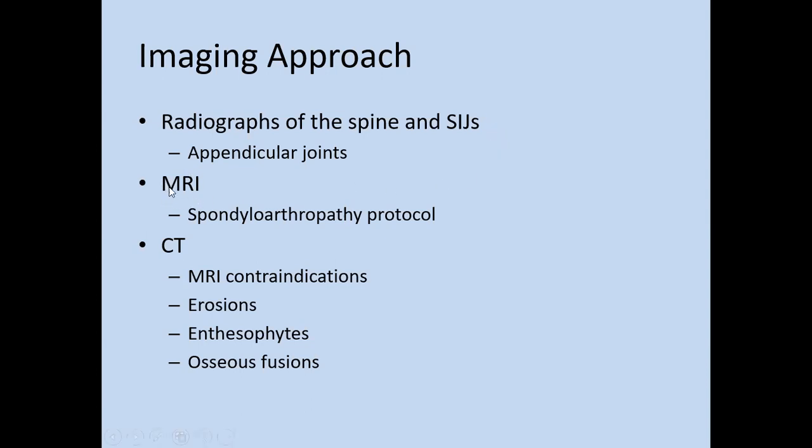Then we move on to MRI, and we use the spondyloarthropathy MRI protocol, which I will show you in a minute. CT is not always used. We only use CT if there are contraindications for MRI, and also if we are not sure on MRI about the erosions of the articular surfaces, then we would resort to the CT scan. CT also is helpful for detecting enthesophytes and also advanced stages of the disease when there is osseous fusion of the sacroiliac joints.